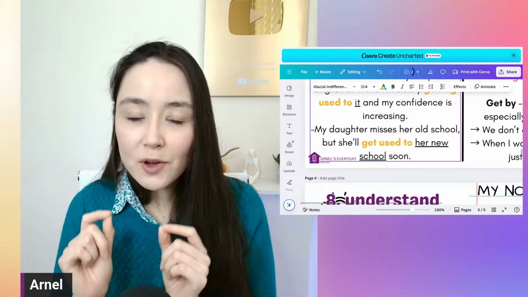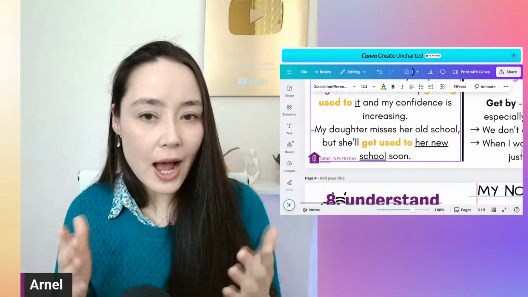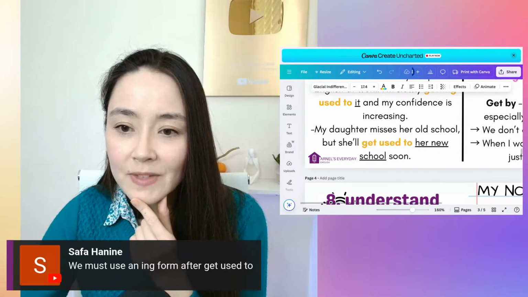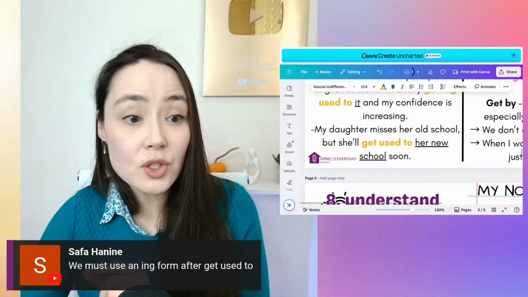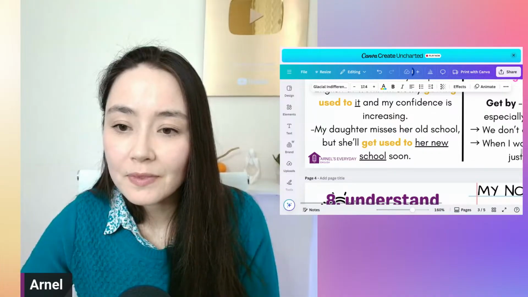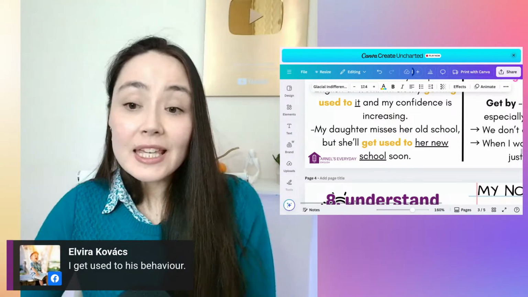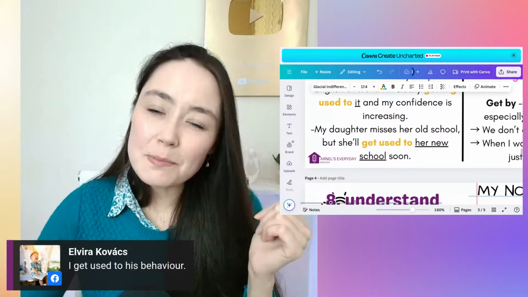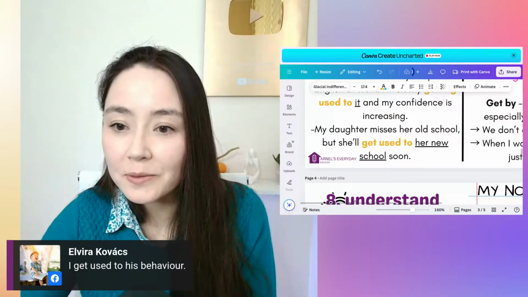So can I see some of your example sentences? Because get used to is not an easy structure. I want to see some of your examples. Safa, I like your point. We must use an ing form after get used to, if it's a verb, and that's the next section, absolutely. Elvira, good to see you here. I get used to his behavior. Good. Typically, this would be in the past simple. I got used to his behavior. I got used to it. It's normal for me now.